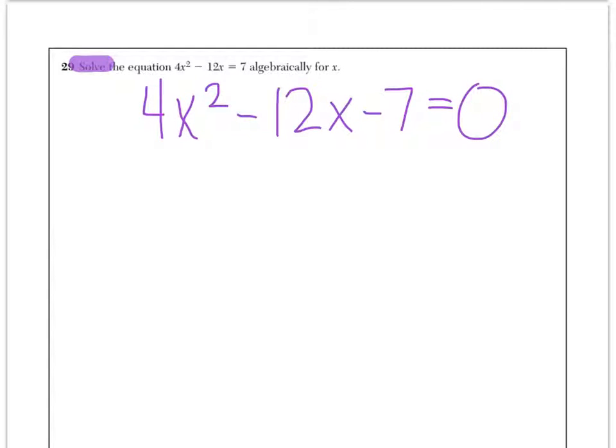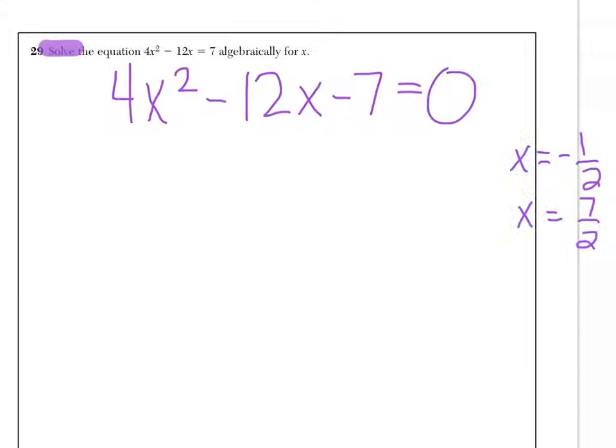Next, I'm going to graph this so I can see what type of roots I'm looking at here. Are they rational or irrational? That will help guide me to know whether to solve by factoring, completing the square, or maybe the quadratic formula. So when I found my roots on my calculator, I ended up with -1/2 and 7/2, which tells me that my roots are rational, so this can be factored.